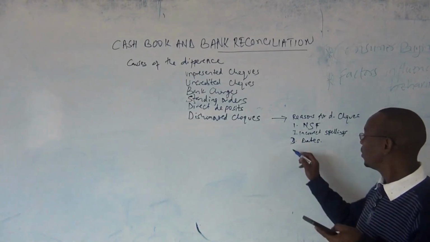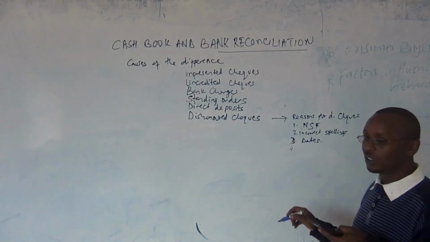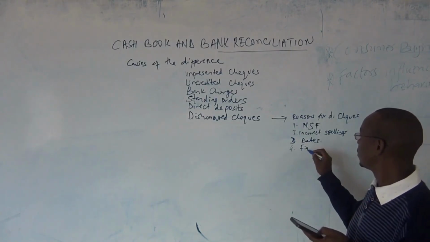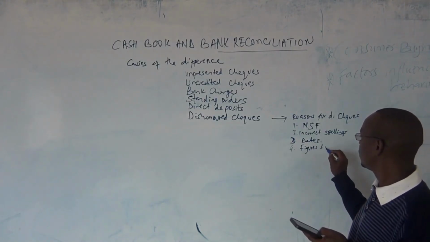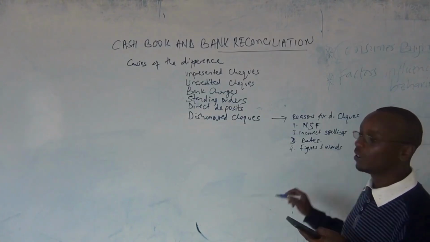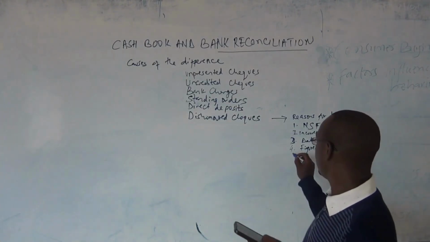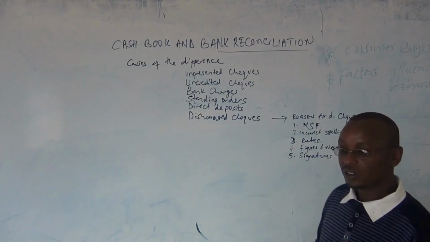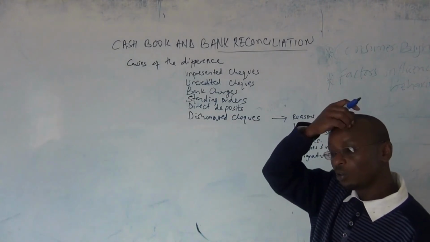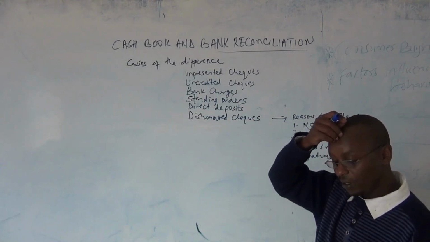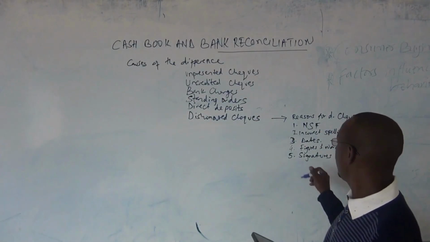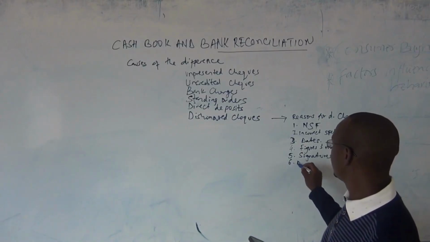Then another one is incorrect, maybe a difference in the amount in figures and words. Another one, signatures. The signature of the person issuing the check should be the one that is in the bank. Another one, if the check is disfigured.